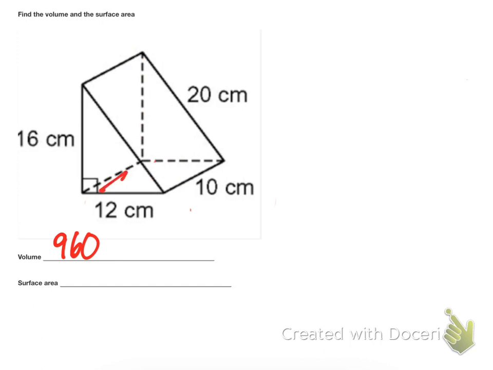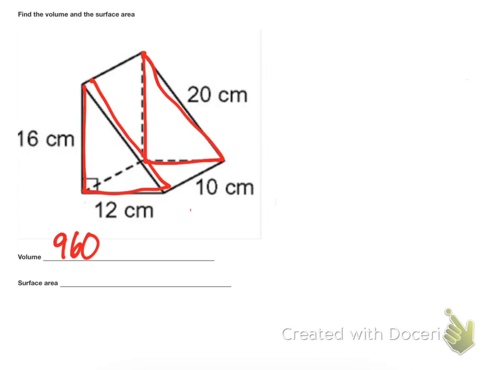Side number 1. Side number 2. Side number 3. Side number 4. And side number 5. Now, 2 of our sides are actually identical. We see these sides. This side right here is identical to that side right there. And that's an important rule when we're dealing with prisms.